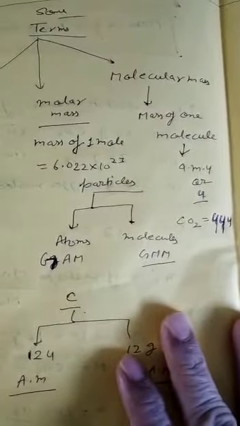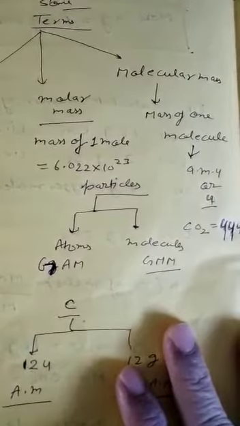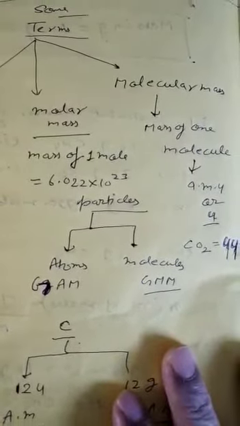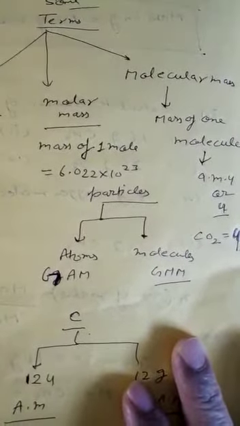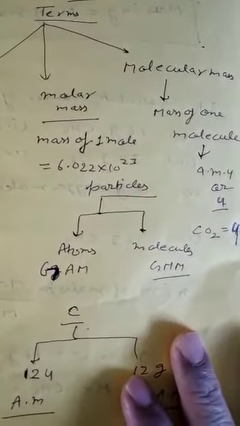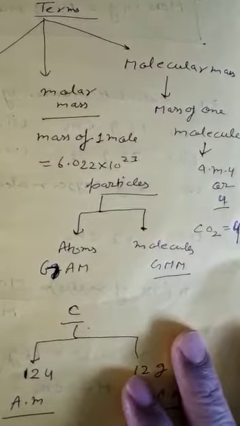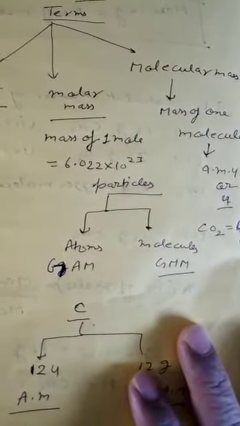Now next is molar mass. Sometimes we think that molar mass and molecular mass are the same. There is some confusion about that, but remember, molar mass is different from molecular mass. Molar mass is actually mass of 1 mole of substance. It means if the substance has 6.022 into 10 raised to power 23 particles, then the mass of these particles will be called molar mass.